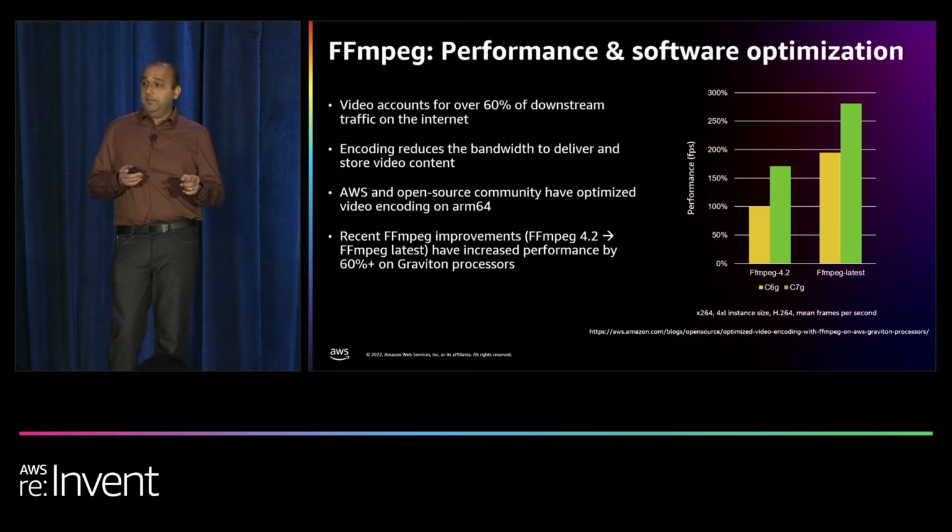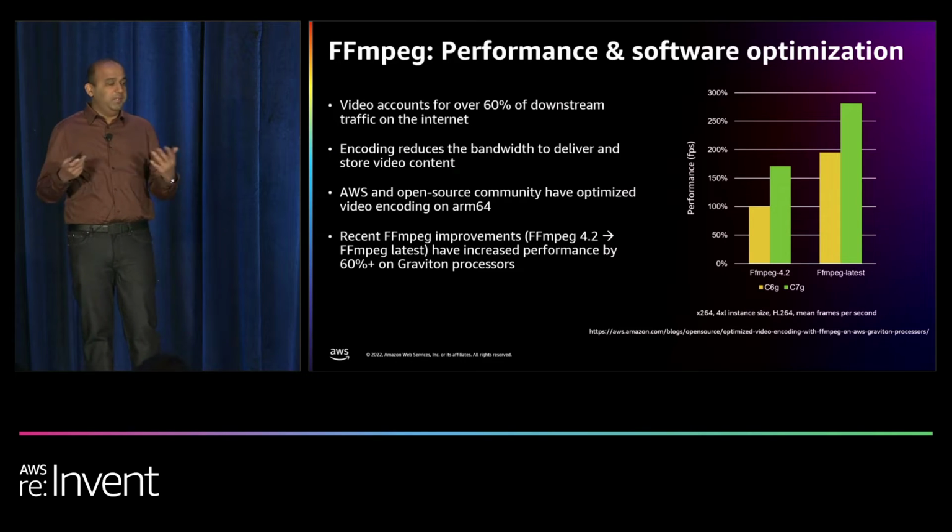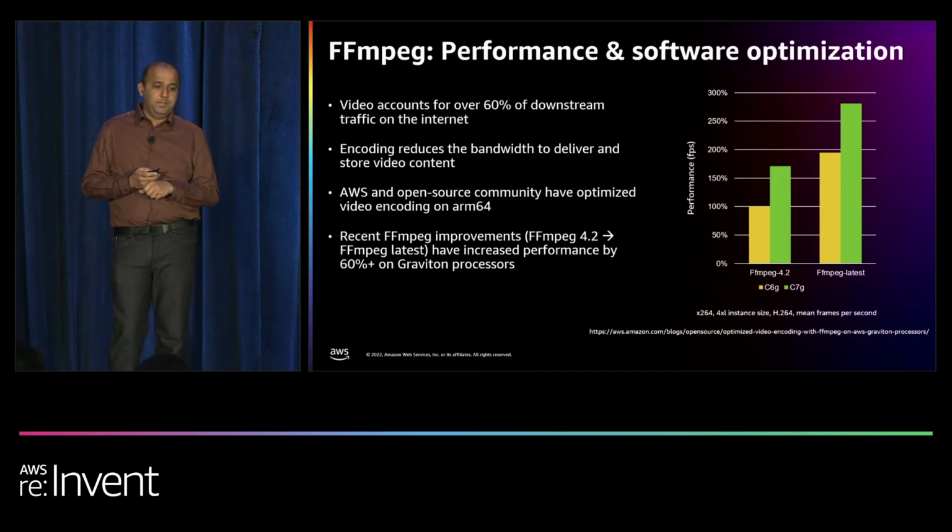What we see here is a comparison of FFmpeg 4.2 versus the latest branch of FFmpeg that has many of these optimizations that give you better performance on Graviton. Net-net, what you see here is not just that C7G performs better than C6G, which is expected, but that the new optimizations that we are driving through the ecosystem have improved the performance of video encoding on Graviton processors significantly, by more than 60%.